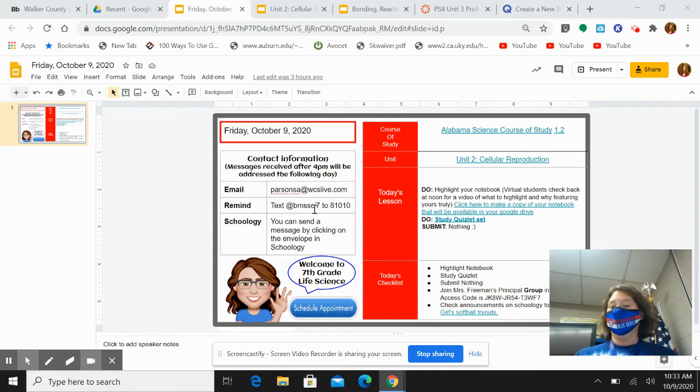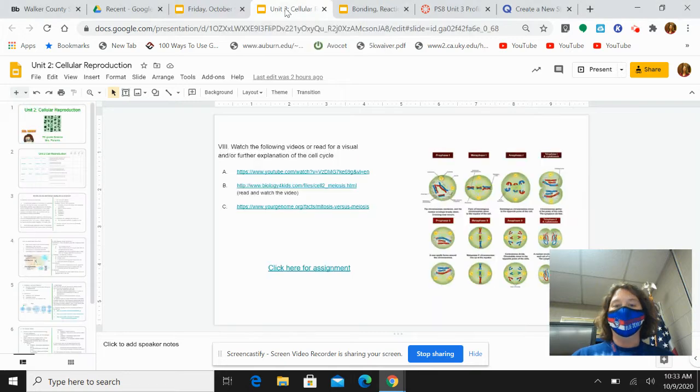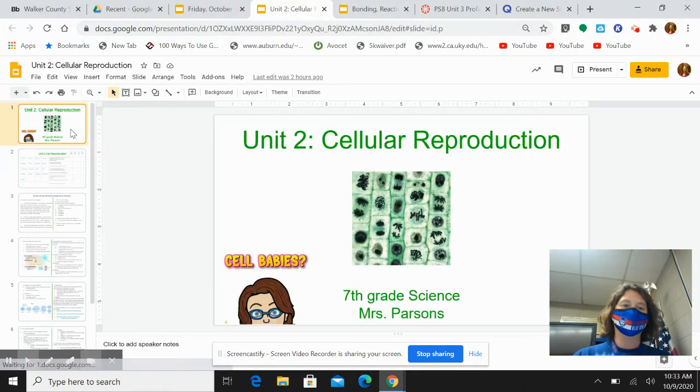All right, so on your assignment today, go ahead and click here to make a copy of your notebook. When you make that copy, it will be saved in your Google Drive forever and ever. And it is yours to make notes on. So when we work from our notebook from this point forward, you will get that notebook from your Google Drive, not from a link on your daily assignment for that day, okay?